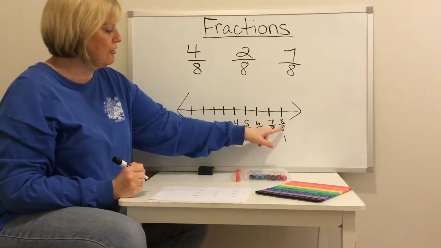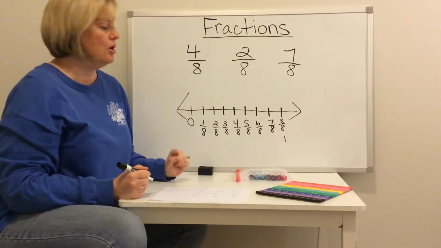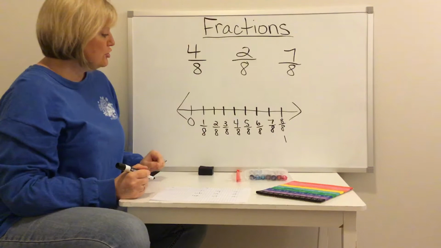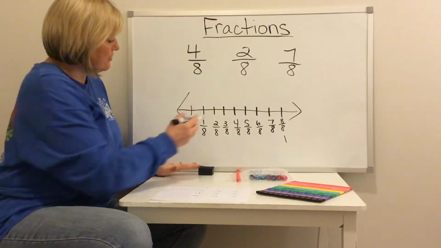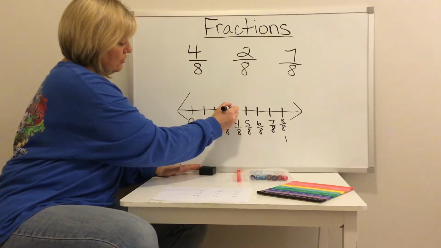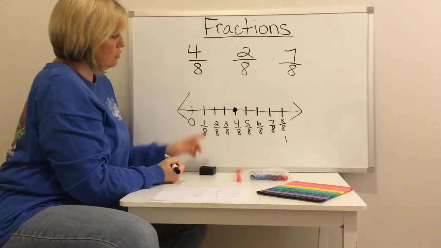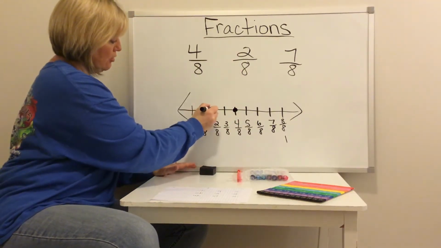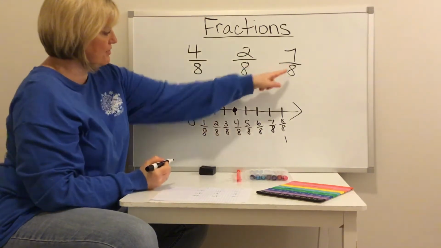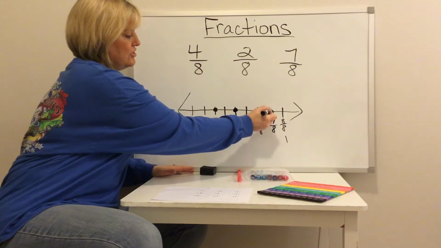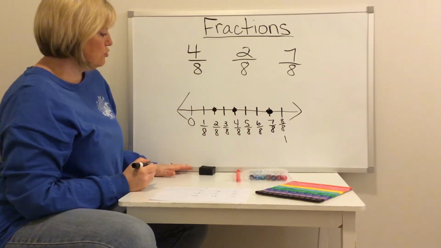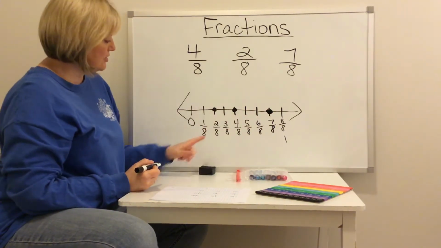Whenever our numerator and our denominator are the same number, it makes 1 whole. So if we plotted out those on the number line, 4/8 is here, 2/8 is here, and 7/8 is down here. So that helps us to see which one is the least and which one is the greatest.